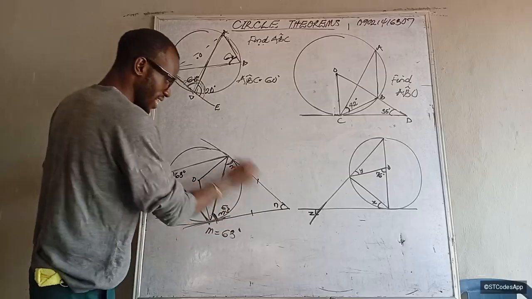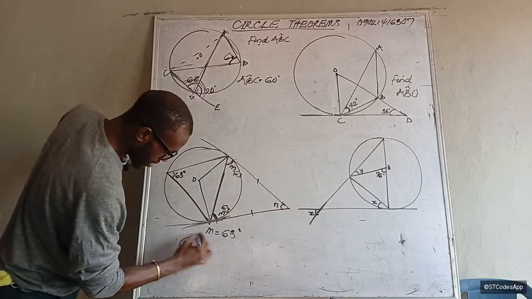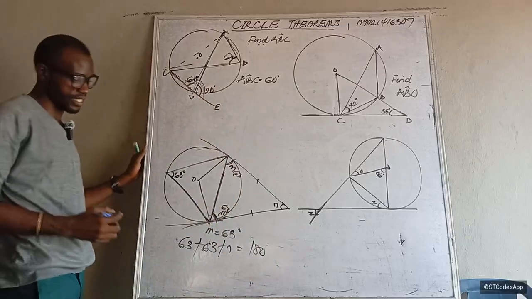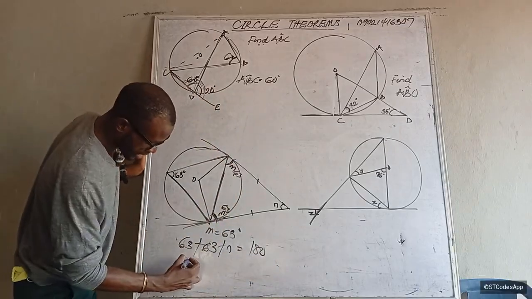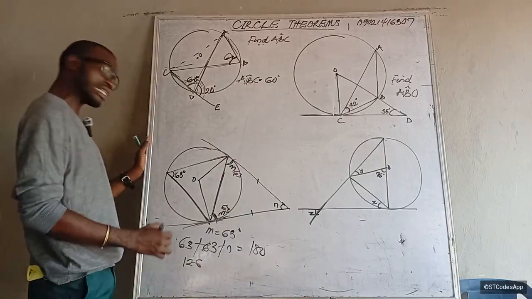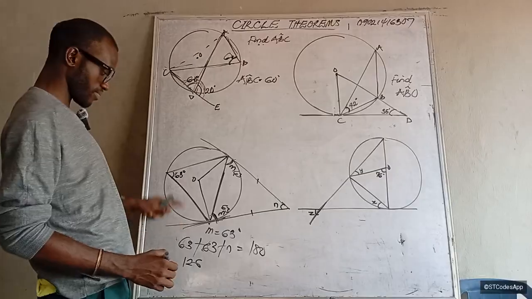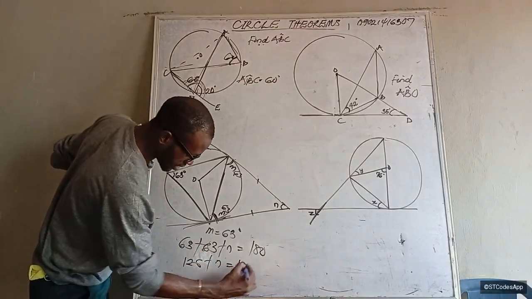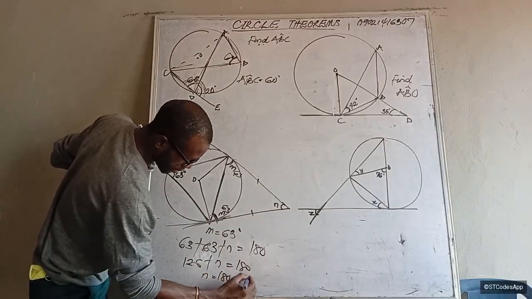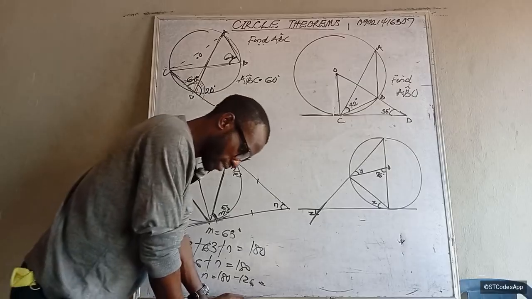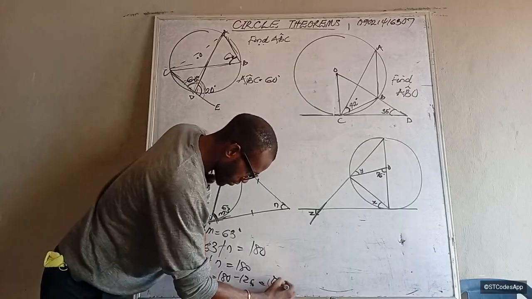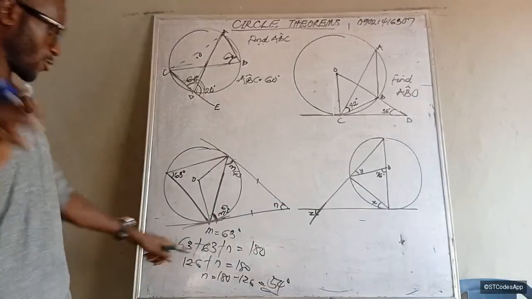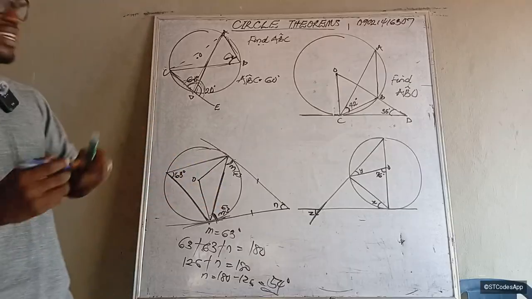So this is a triangle, right? So do 63 plus 63 plus N is equal to what? Supplementary, 180 degrees. So what do we have? 63 plus 63, that's 126. So 126 plus N is equal to 180. So N equals 180 minus 126, that will be 54 degrees. Do you understand now? So N is 54.